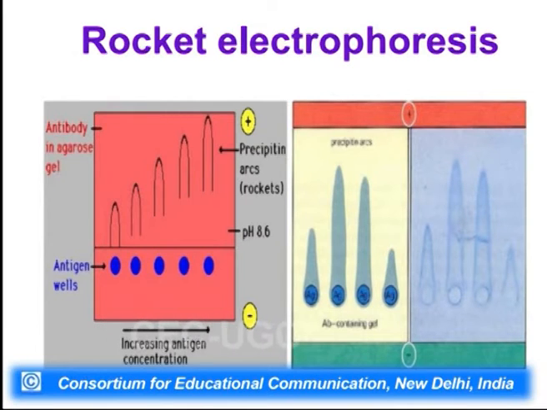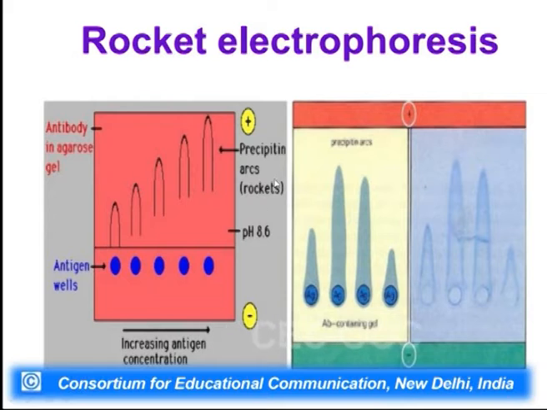Similarly, there is another method called rocket electrophoresis, whereby the antibody is again loaded within the gel. So here I am running an agarose gel. I have cut the wells and put the antigen in the wells in different concentrations. We do this to identify the unknown antigen, because we have an excess of antibody and less of antigen.